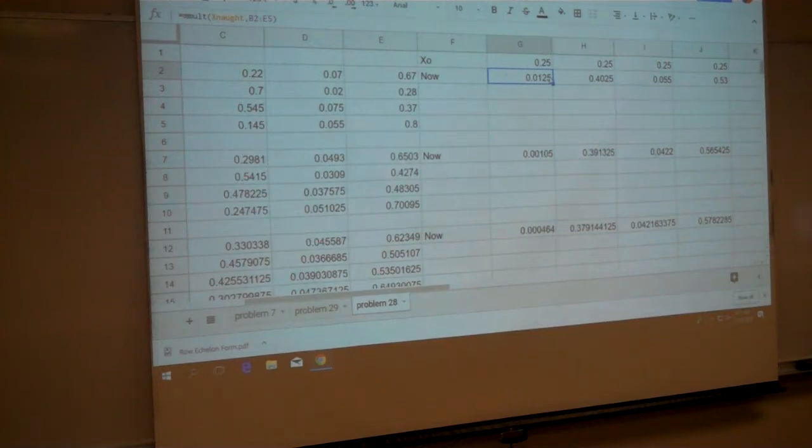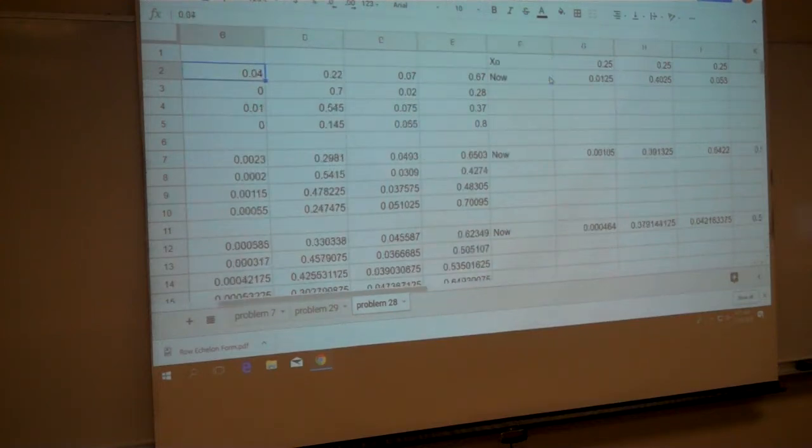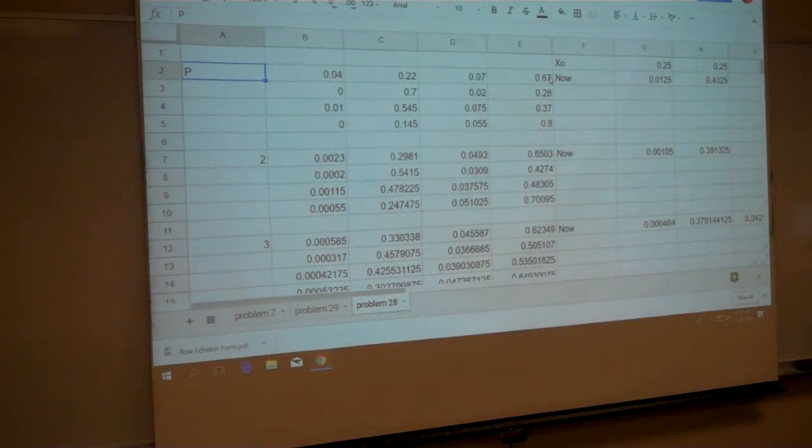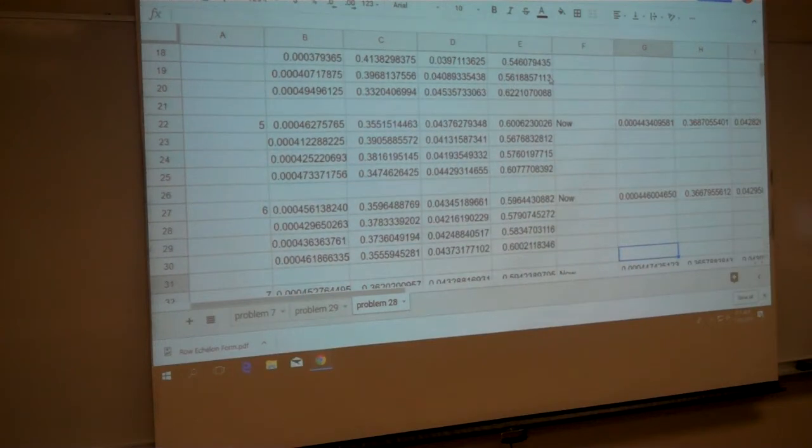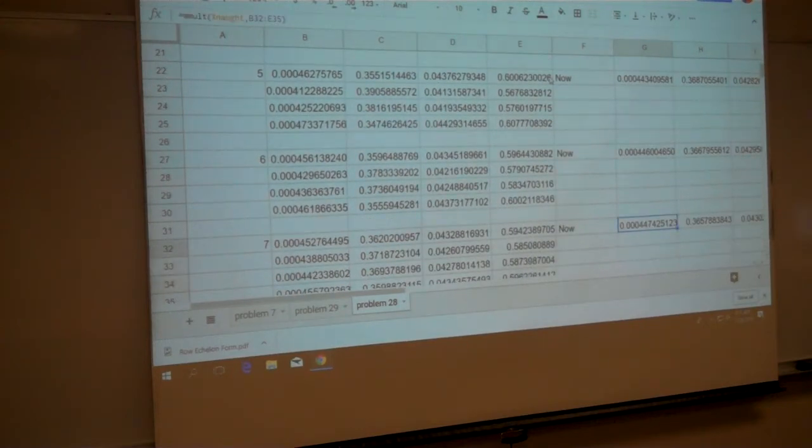I like these problems, but I don't like the Gaussian elimination thing. Did you do it using your Gaussian elimination calculator? Did you get roughly the same answer? For the X1, I got 0.000449. They give it to me in fraction form.